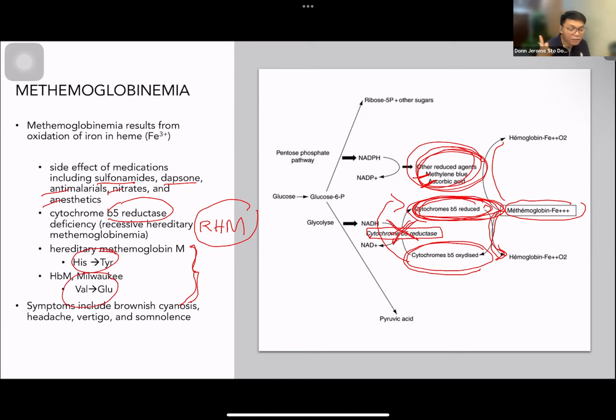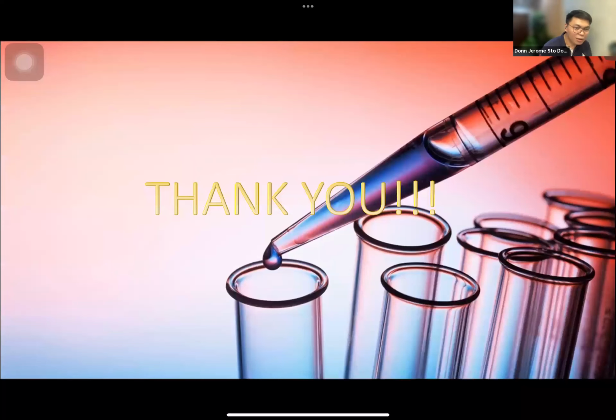Manifestations of methemoglobinemia include brownish cyanosis, headache, vertigo, and somnolence because the ferric form is not efficient in carrying and distributing oxygen. Okay? This is different from cyanide, which you also discussed. Cyanide would present with cherry red discoloration of the skin. Methemoglobinemia would present with brownish cyanosis.